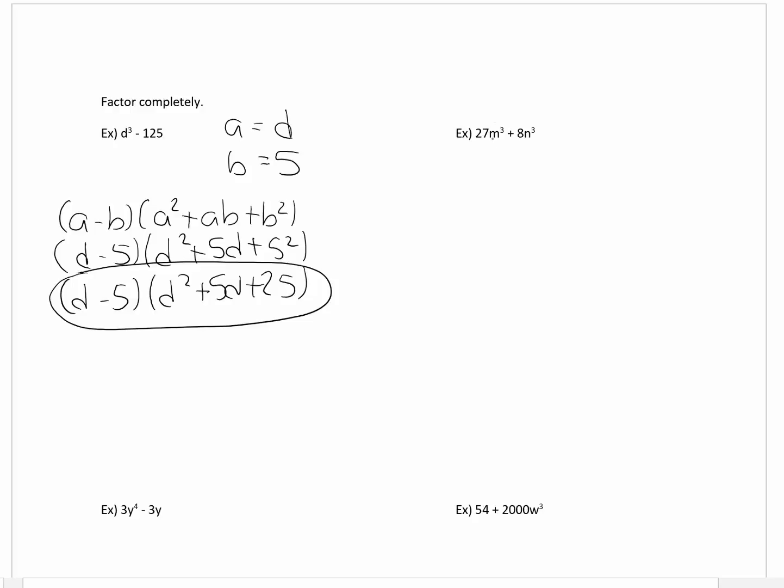All right, let's take a look at the next example. First question, is there a greatest common factor I can take out of the two terms other than 1? In this case, that's no. This is a perfect cube, and this is a perfect cube. So 27, that's 3 times 3 times 3, and m cubed I can write as m times m times m. 8n cubed, well, the cube root of that is 2n. So let's write the sum of cubes formula.